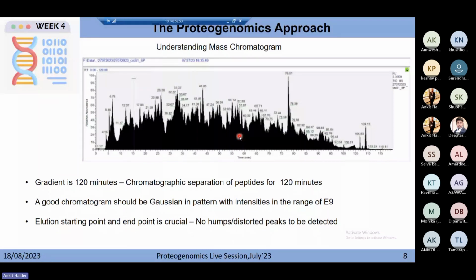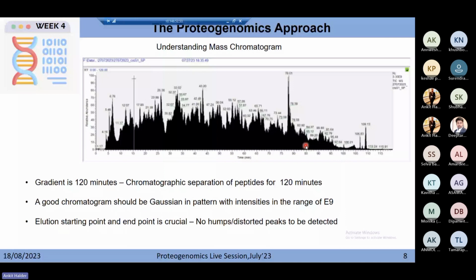So for the peptides, we will mostly get good coverage when the peptides have the majority of the intensities in the middle, and the elution start point and end point are very smooth, without any humps or distorted peaks. Only then can we get a very good number of peptides and MS/MS spectra detected by the mass spectrometer, which will give us a good result.